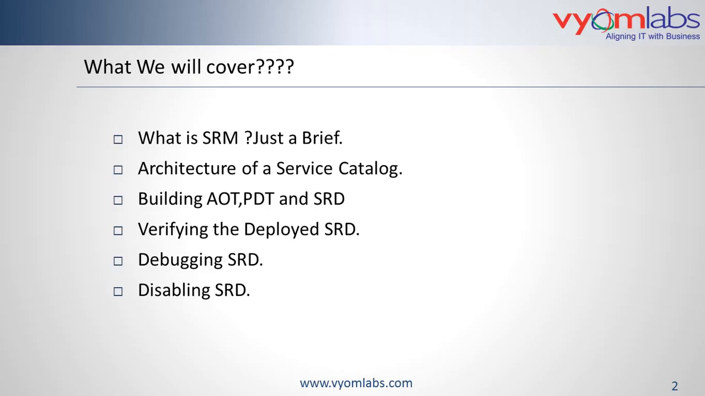Then we will move on to debugging the SRD, which means that somehow the SRDs which we have deployed in production are not working. So we will see how we can debug that SRD, what are the different ways of debugging. Then we will finally see how we can disable a deployed SRD. We will see that for the SRDs which are there in the production system, if we want to disable those SRDs, how we can do it.